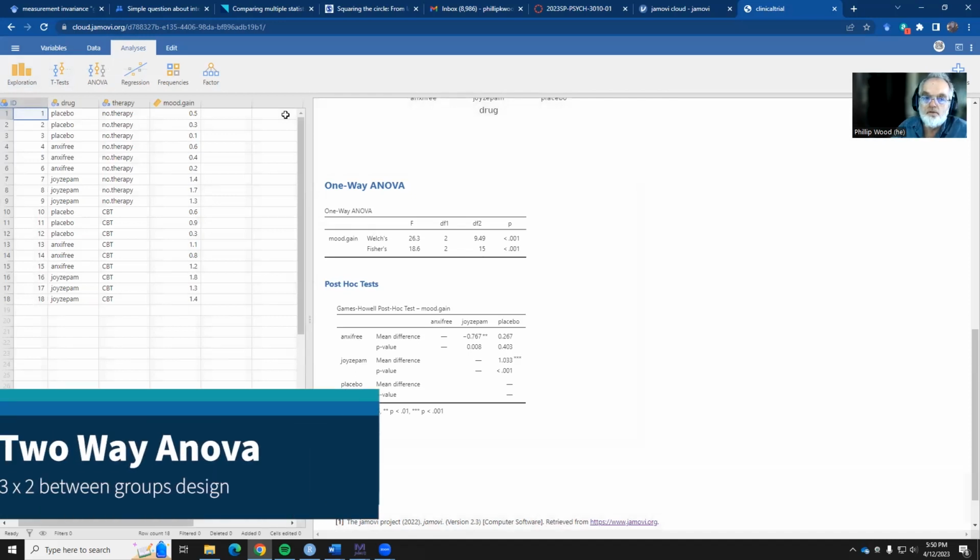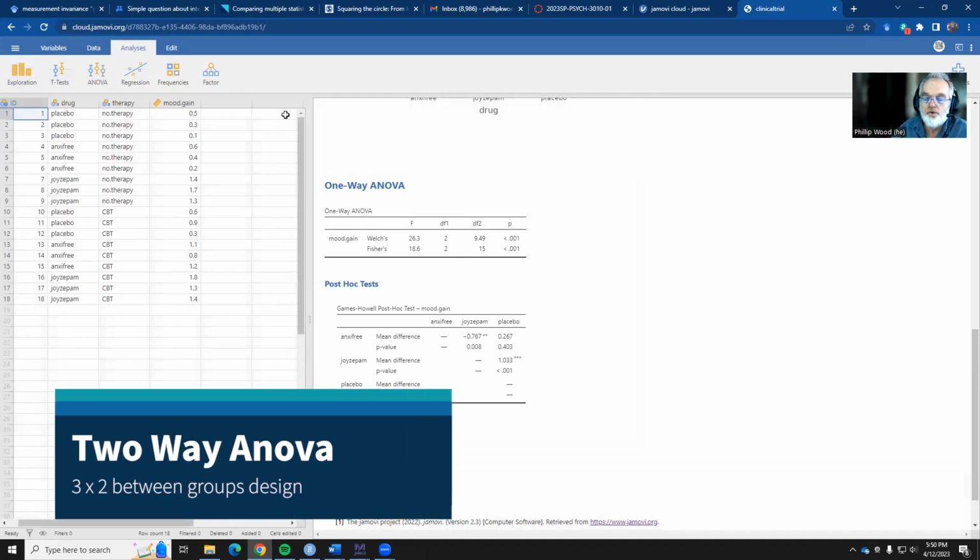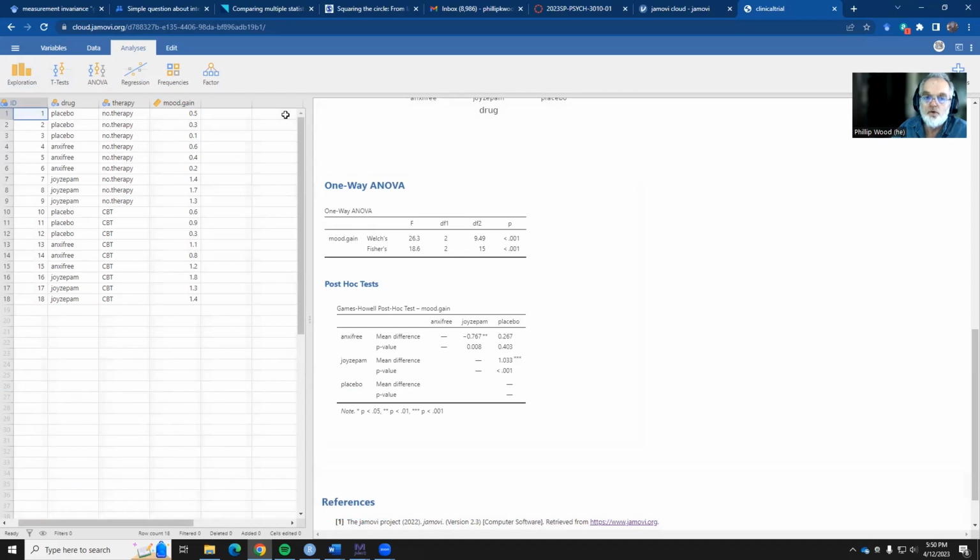Notice that this study actually has two independent variables. It has a drug condition, and then we have, did they receive therapy or not? So underneath the therapy column, we have no therapy and cognitive behavioral therapy. And there's some literature that suggests that cognitive behavioral therapy, when matched with an appropriate medication, is even more effective than just having the medications. Possibly, the particular medication that you have might be especially effective with cognitive behavioral therapy.